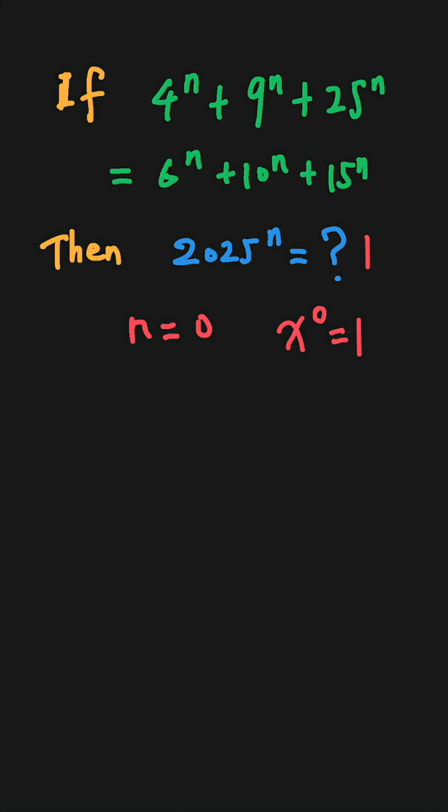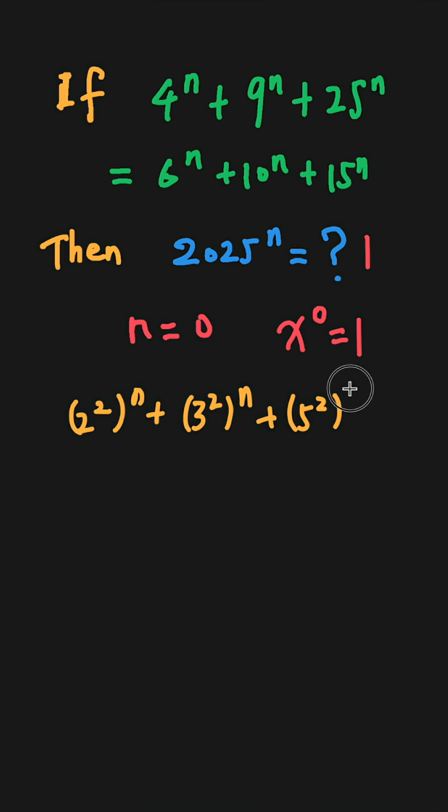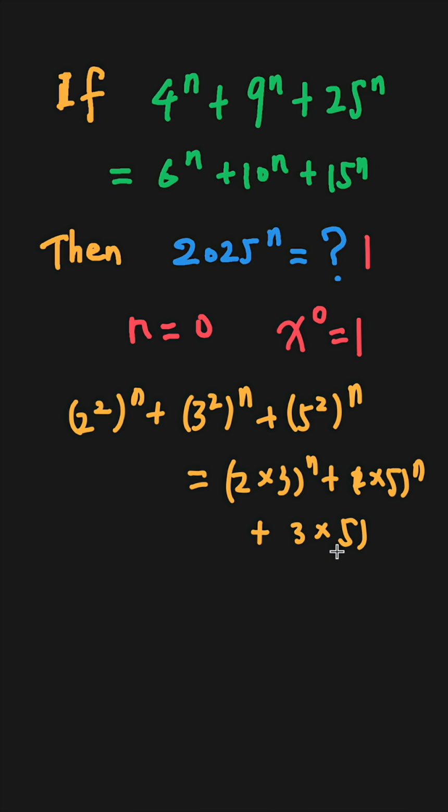All right, so now let's turn the left side of the equation to be 2 raised to the power of 2 and then raised to the power of n, plus 3 raised to the power of 2 and then raised to the power of n, plus 5 raised to the power of 2 and then raised to the power of n, is equal to 2 times 3 raised to the power of n plus 2 times 5 raised to the power of n, plus 3 times 5 raised to the power of n.